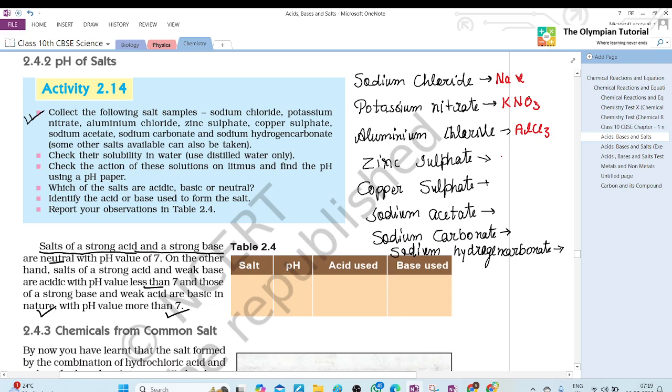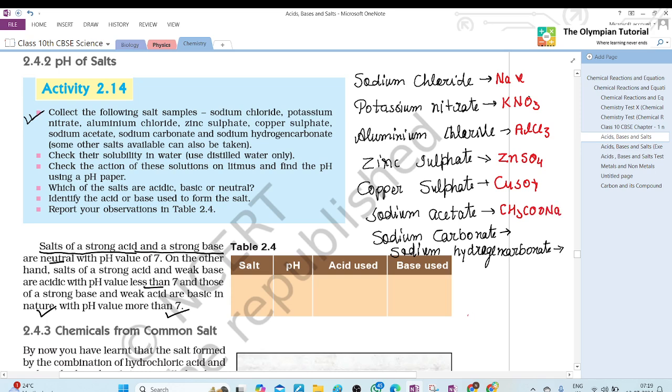Zinc sulfate, ZnSO4. Sulfate is SO4. Copper sulfate, CuSO4. Very good, student. Sodium acetate. Acetate is CH3COO, so sodium acetate is CH3COONa.